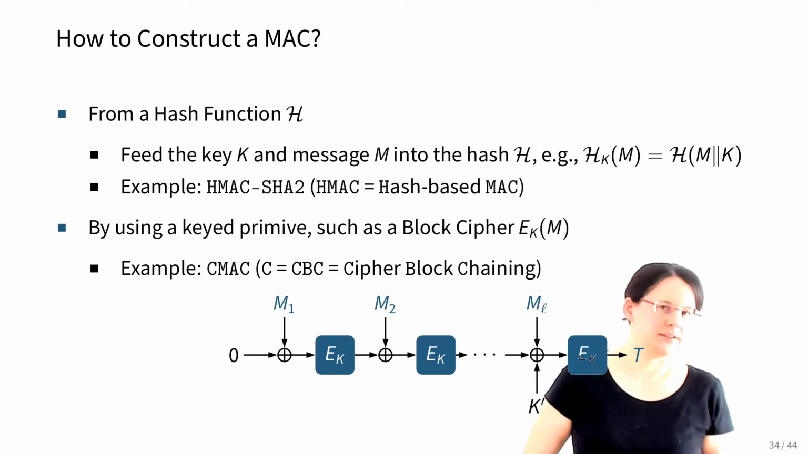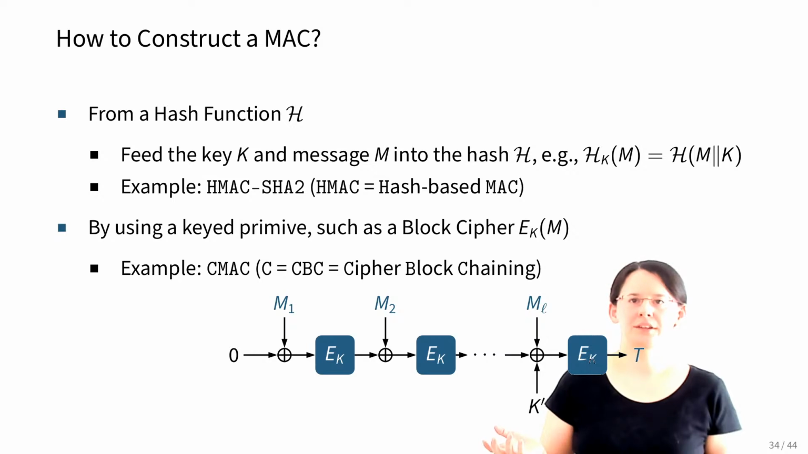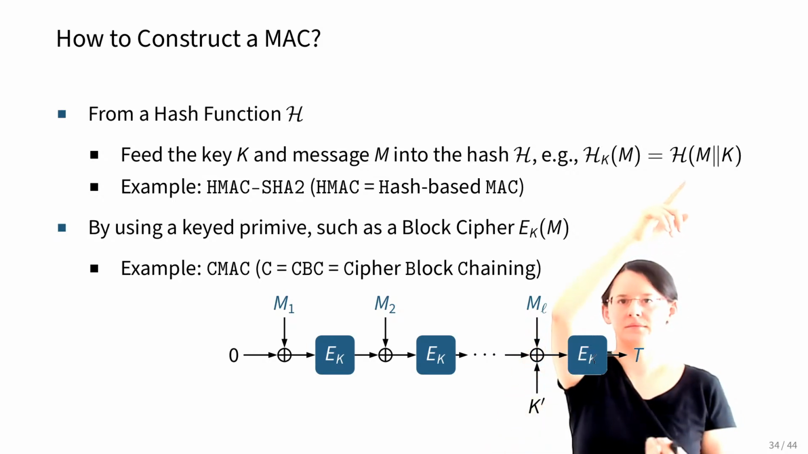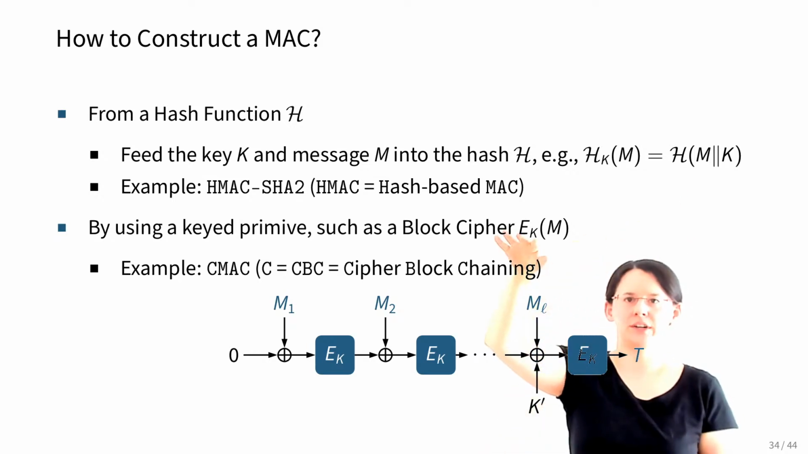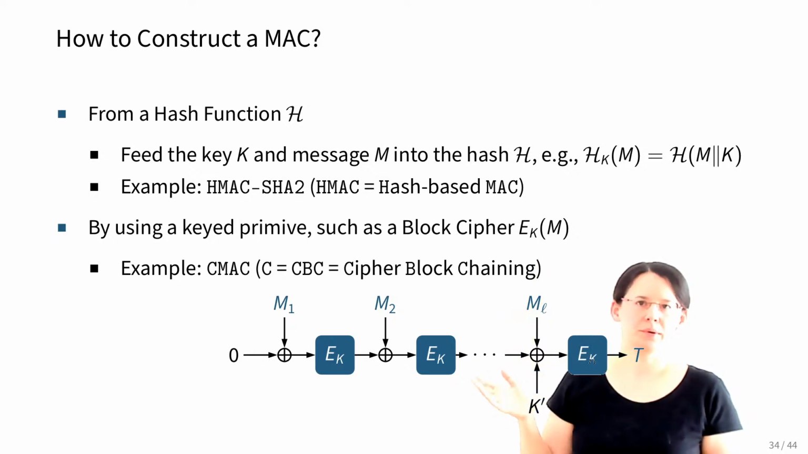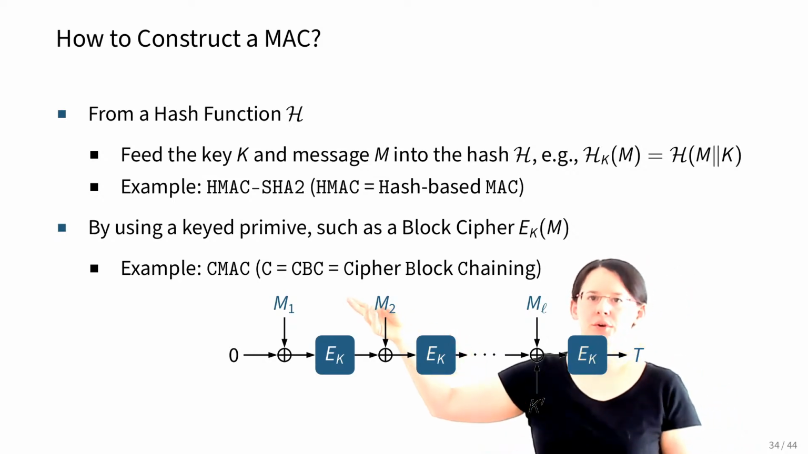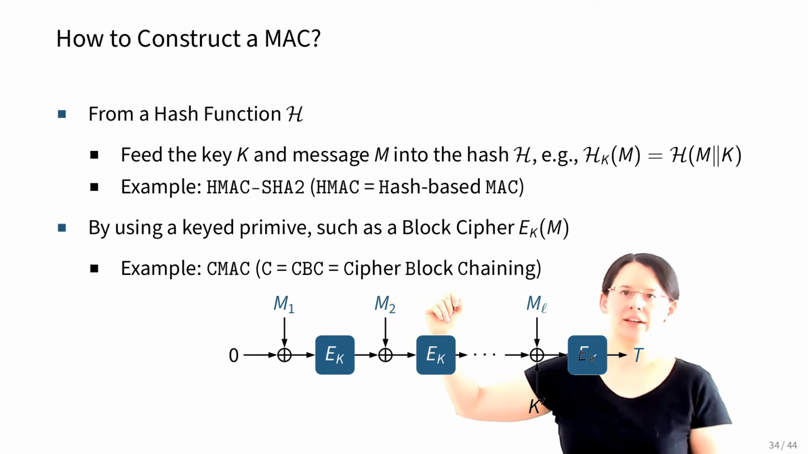There is also a different option, and that is using a keyed primitive. So not adding the key on top of an unkeyed thing, but directly using a keyed building block, like a block cipher. We will see more about that next week when we talk in more detail about block ciphers. But just a brief picture here. One of the most well-known MAC constructions that uses a block cipher, which we denote by EK, is CMAC, where C is for cipher or cipher block chaining.